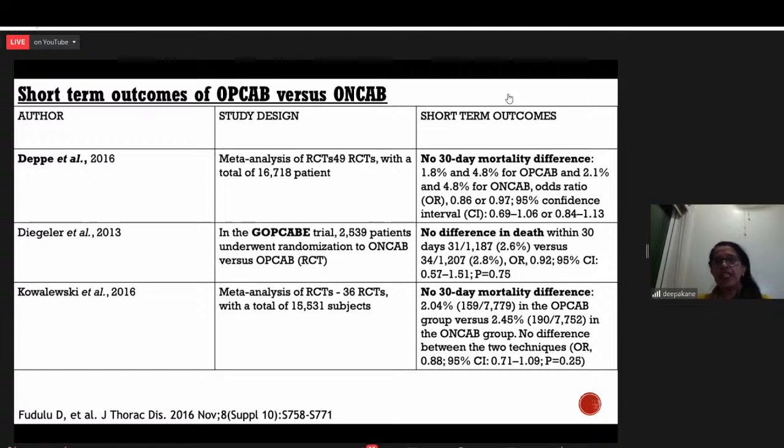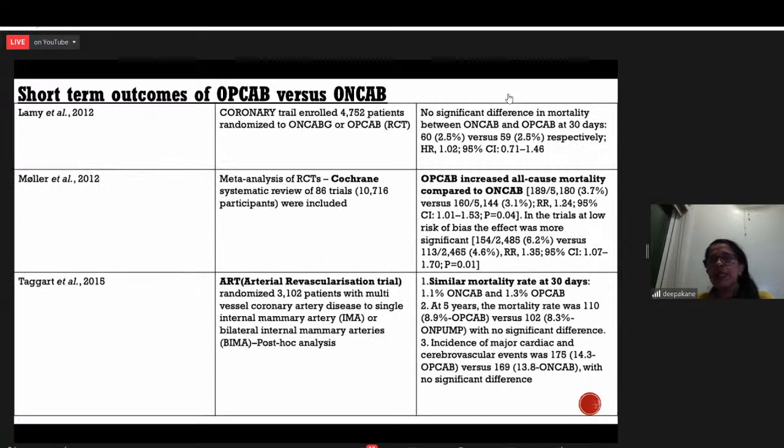So there are a lot of studies on different issues. One is short-term outcomes. We're looking at the short-term outcomes of on-pump versus off-pump. In these three studies, there's no difference in the 30-day mortality, the short term meaning. The 30-day mortality, no differences at all were found in so many RCTs done and the GOPCABE trial. But in the Cochrane review, they found that off-pump increases the mortality compared to on-pump when it comes to 30 days. In another big trial of 3,000 patients, the arterial revascularization trial, ART trial, they found similar mortality in on-pump as well as off-pump.